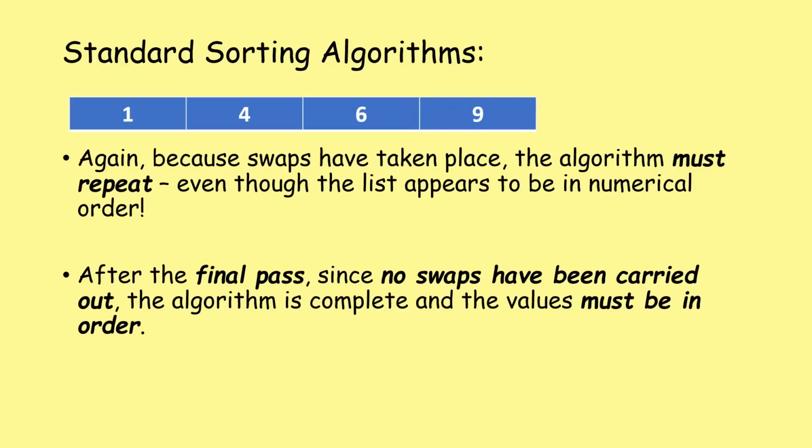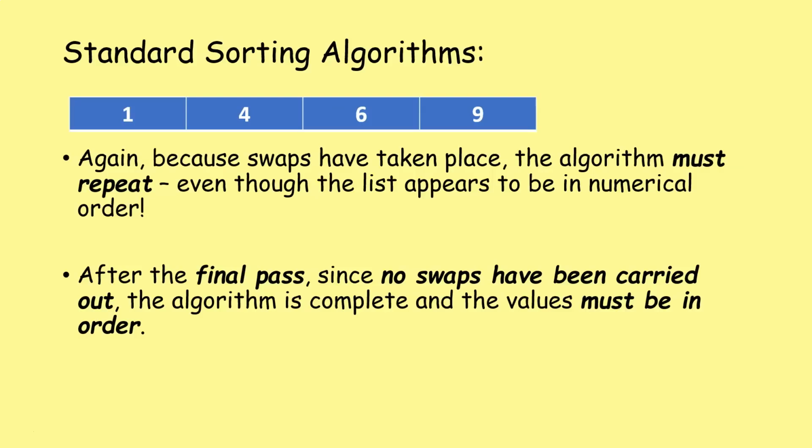Even though we can look at that and go, well, that is in the right order, because we've had one swap take place previously, the algorithm must go through the whole set of steps again, comparing all the values. After this final pass, since no swaps have been carried out, the algorithm is complete and the values must be in the correct order.